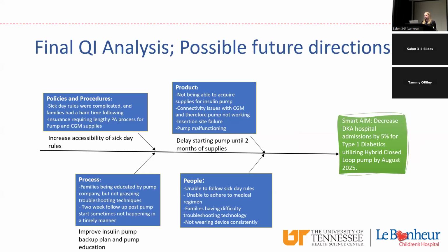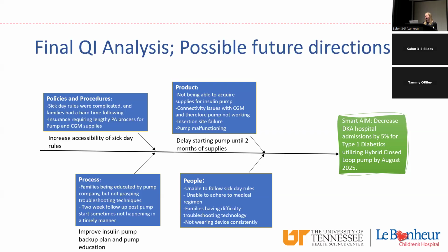I wanted to pull back the initial fishbone diagram to talk about some future directions that we're considering to target the difficulty following the sick day rules, or maybe not knowing what your sick day rules are. We want to increase the accessibility of them. We're considering attaching them to a QR code that we can give patients to put in their wallet or magnet to their fridge so it's easier to refer to their sick day rules.